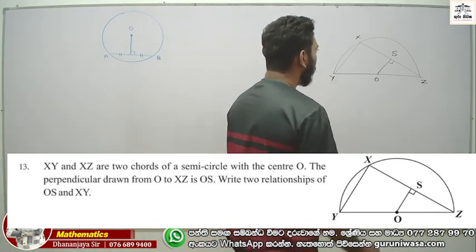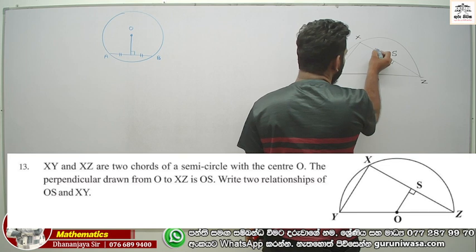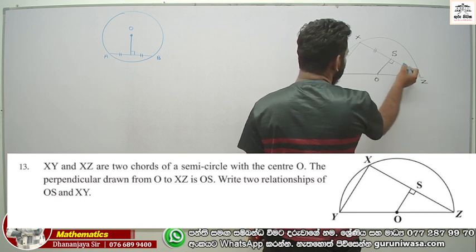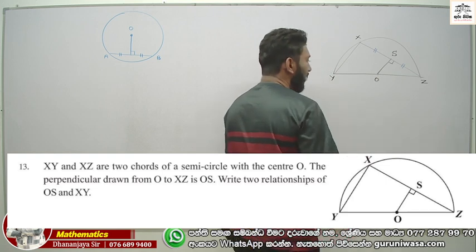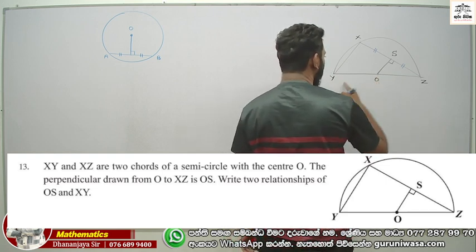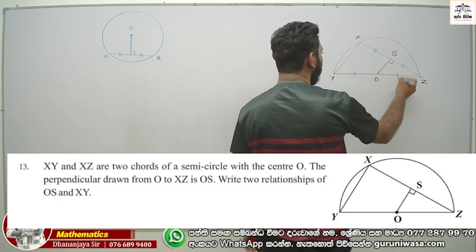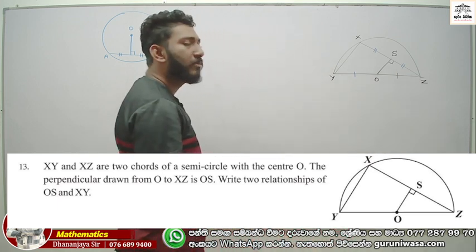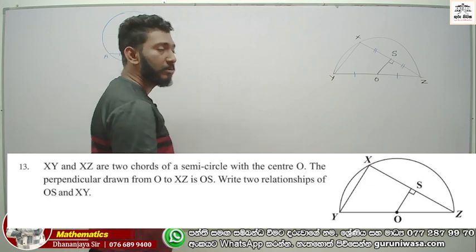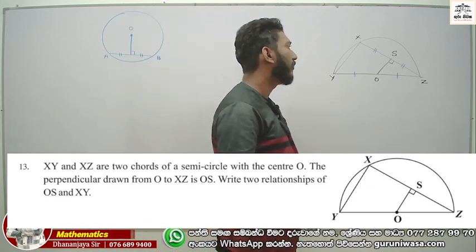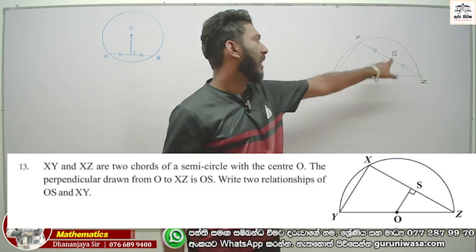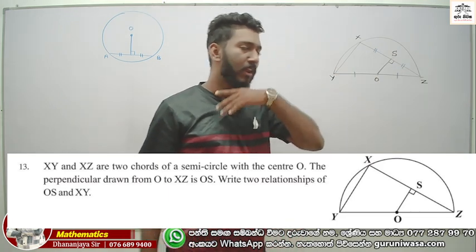Right? Therefore, XS as well as SZ should be equal. And the center is O. OY and OZ are also equal because they are radii of the same circle. Right? Now you know O is a midpoint and S is also a midpoint. And what's the midpoint theorem?